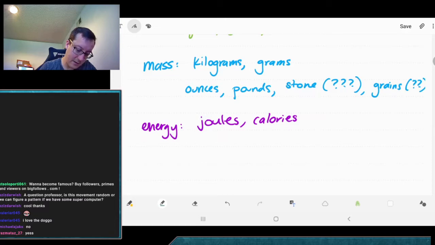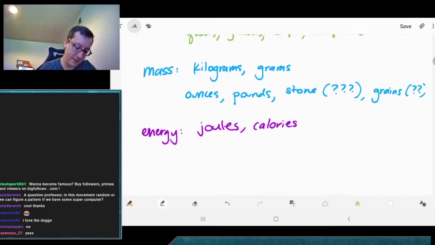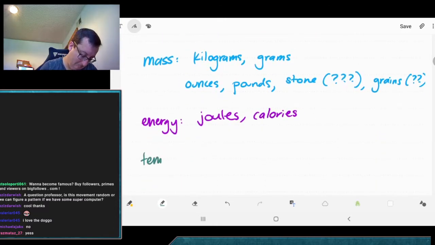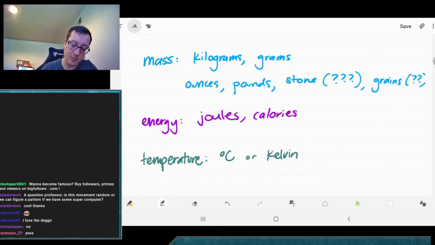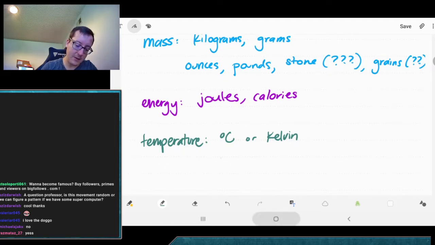What other things do we have? Temperature. For us, we'll typically use degrees Celsius or Kelvin. Kelvin does not take degrees. And then the US, of course, they use Fahrenheit.